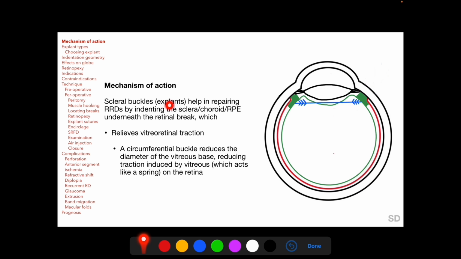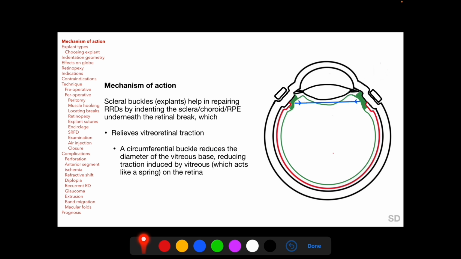Scleral buckles or explants help in repairing rhegmatogenous retinal detachment by indenting the sclera, choroid and RPE underneath the retinal break, and this indentation releases vitreoretinal traction on the retinal break and impairs flow of fluid through the retinal break from the vitreous cavity to the subretinal space. A circumferential buckle reduces the diameter of the vitreous base, as seen here in these two sequential diagrams, thus reducing traction induced by the vitreous on the vitreous base and on the retina.